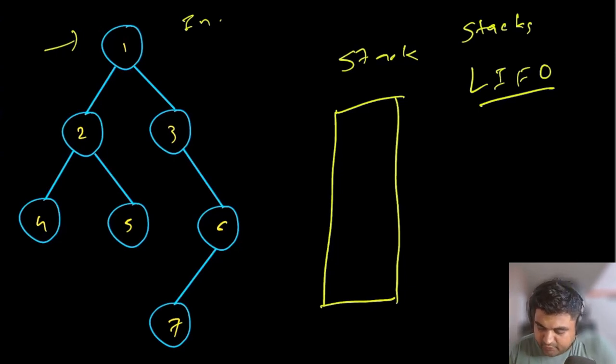So first we are going to add node number 1 over here. Okay, now after adding node number 1, we are going to see whether it has a left child. Yes, it does have a left child. So who is the left child? Left child is node number 2.